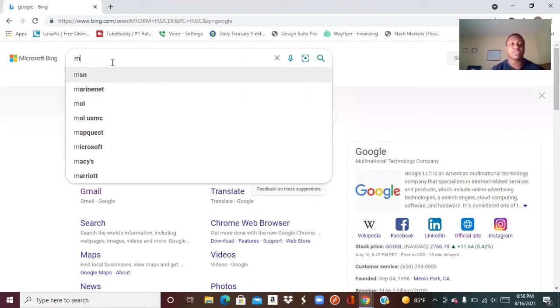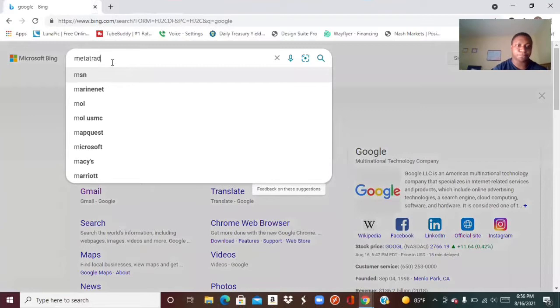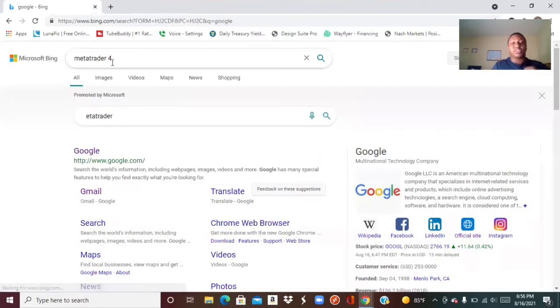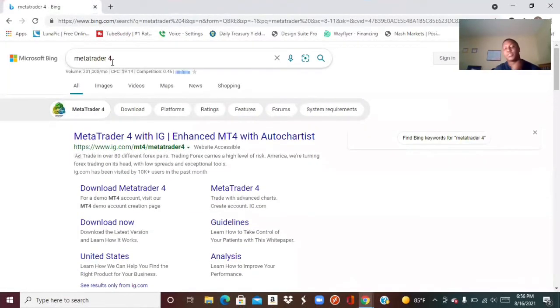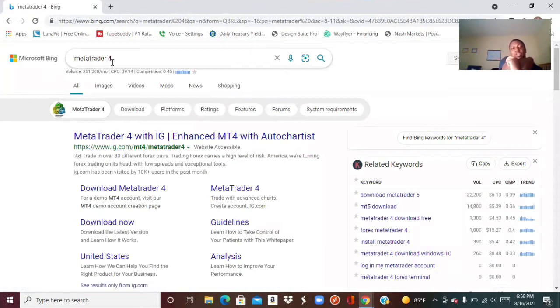You want to make sure that you download MetaTrader 4. You can trade it on a computer. You can trade on your tablet, your laptop, whatever you want to trade on. That's what you can trade on. MetaTrader 4 is what you're going to use.